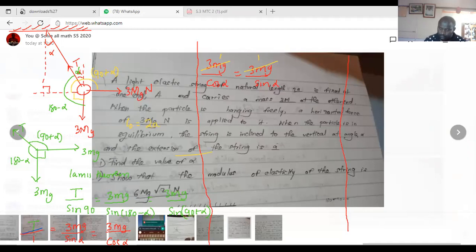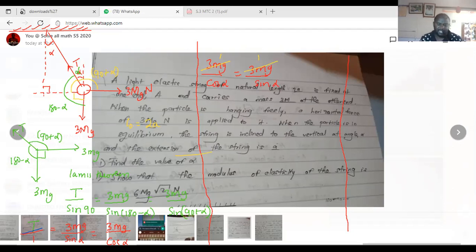When the particle is hanging freely, a horizontal force of 3 mg newtons is applied to it. When the particle is in equilibrium, the string is inclined to the vertical at an angle alpha, and the extension of the string is a.